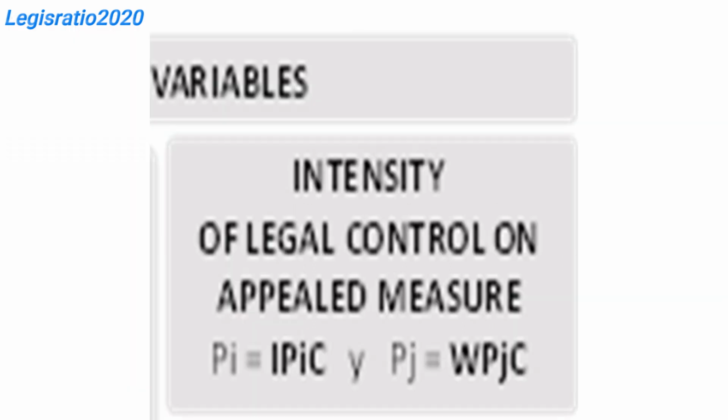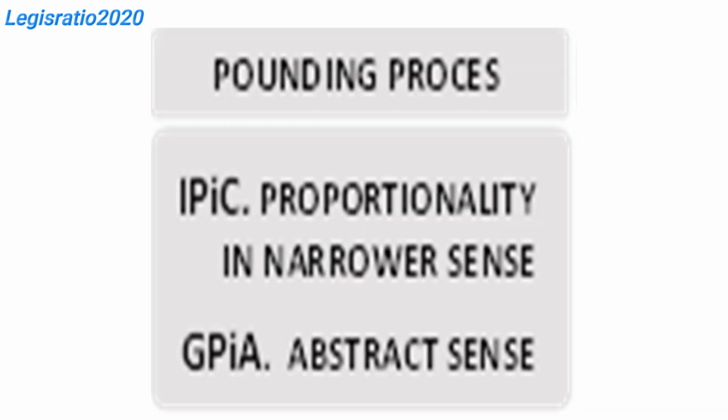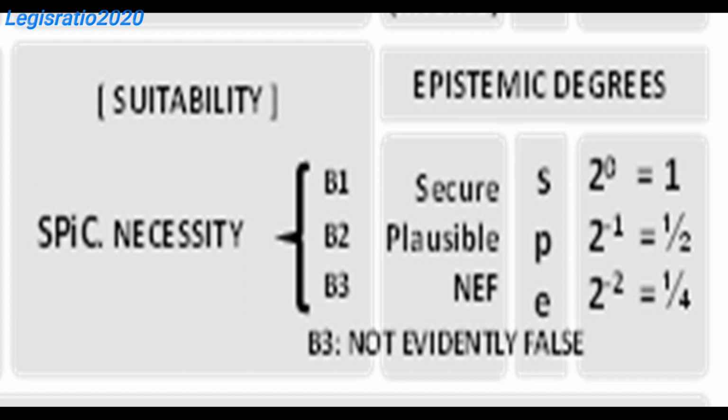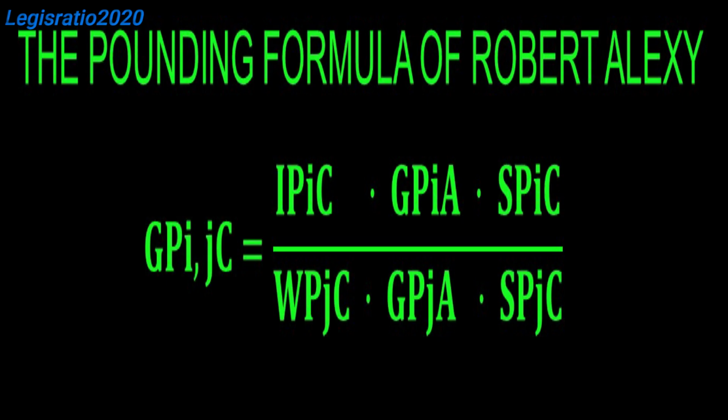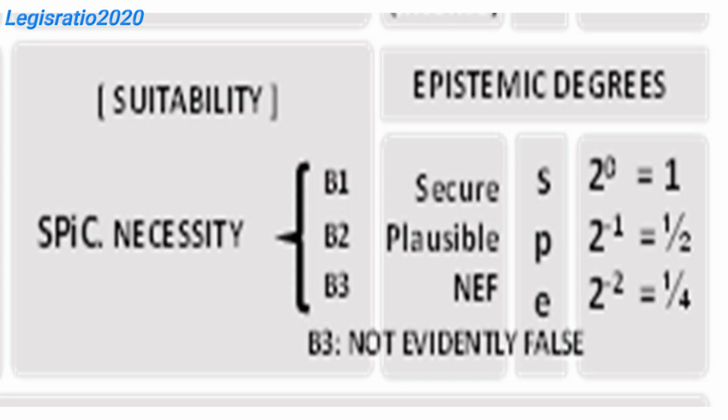Alexy calls Wi the non-relative concrete weight, for example, the importance of Pi, a principle determined by the product of IPiC and GPiA. The assessment of the necessity of the appellate measure, SPiC, with regard to another alternative, is performed by the application of the epistemic scale. As regards the denominator of the formula, we find the parameters corresponding to the principle that is confronted, Pj, which, in their legal connotation, are reciprocal in the weighing process, WPjC and GPjA. The variable SPjC represents assessments of the necessity of the appellate measure. It is not necessarily in reciprocal relation with SPiC, with which it is paired in the numerator.